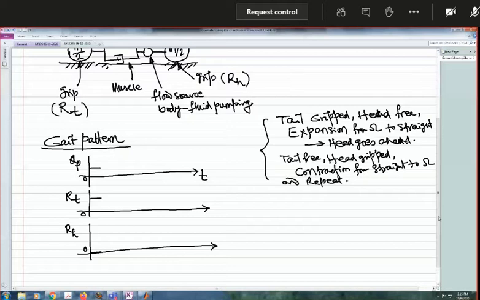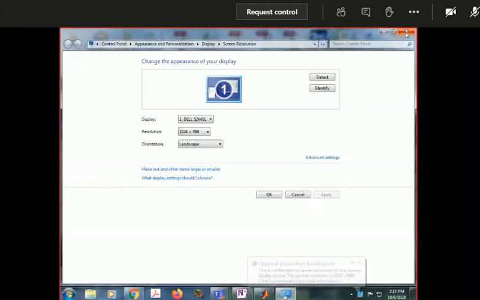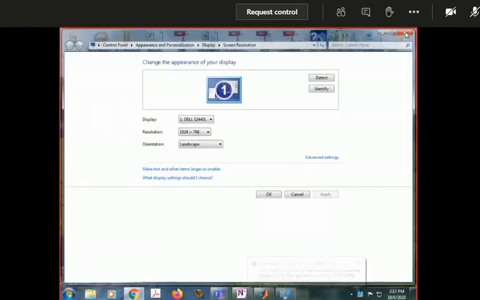This one might be okay. Let's see. This is not a problem. 1366. Okay. This looks big. Let's see if this works out good. Okay. Things will become bigger. Okay.